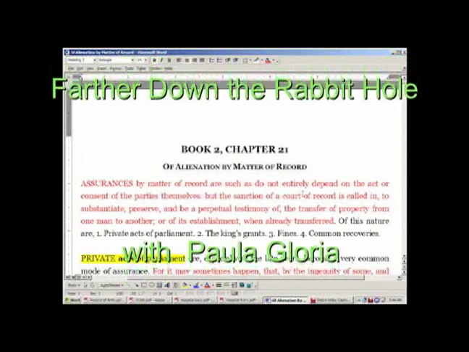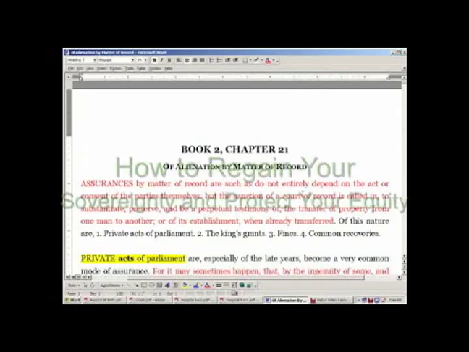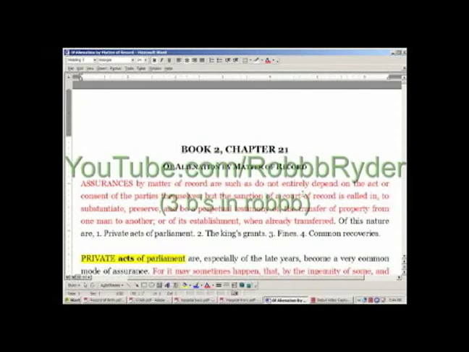Hello, Rob Ryder again. I'm going to try to use this particular chapter out of Blackstone's book 2, chapter 21, of alienation by matter of record, to look at land patents and the paperwork that comes afterwards, be it a certificate or a deed, and how it applies to real estate and also real property and interest. We're not going to read this whole chapter, just the first number of pages, and then in between mix in some instruments that we have and what they might actually be.